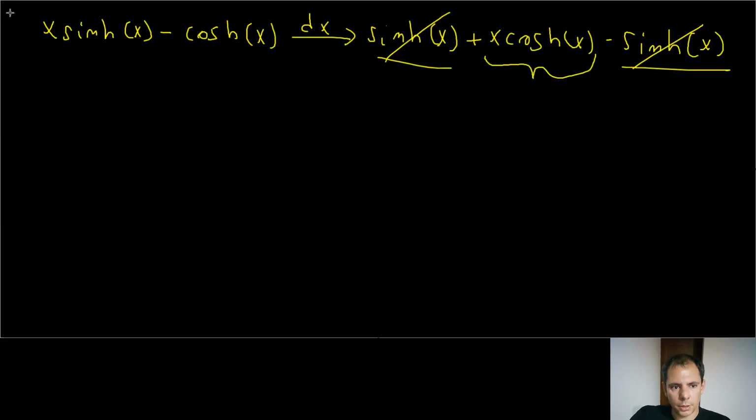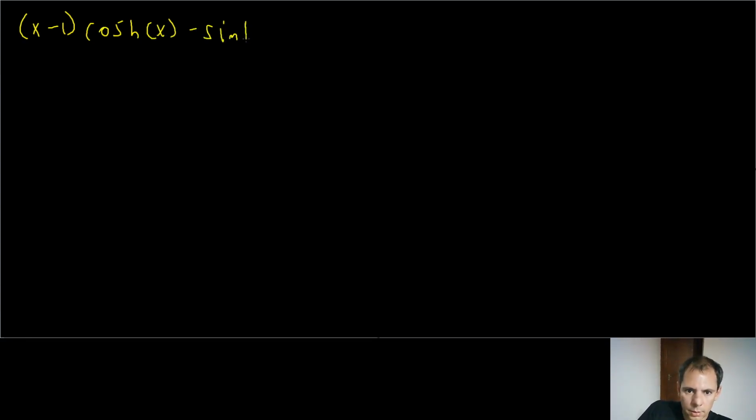Let's see something else in here. Find the relative extrema of f of x equals x minus 1 times hyperbolic cosine of x minus hyperbolic sine of x. In order to find the extrema, you have to differentiate. Let's do it. The derivative of x minus 1 is just 1.